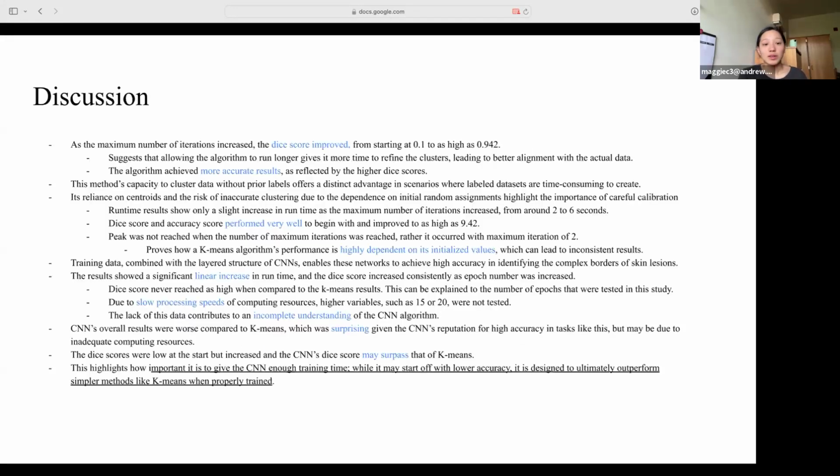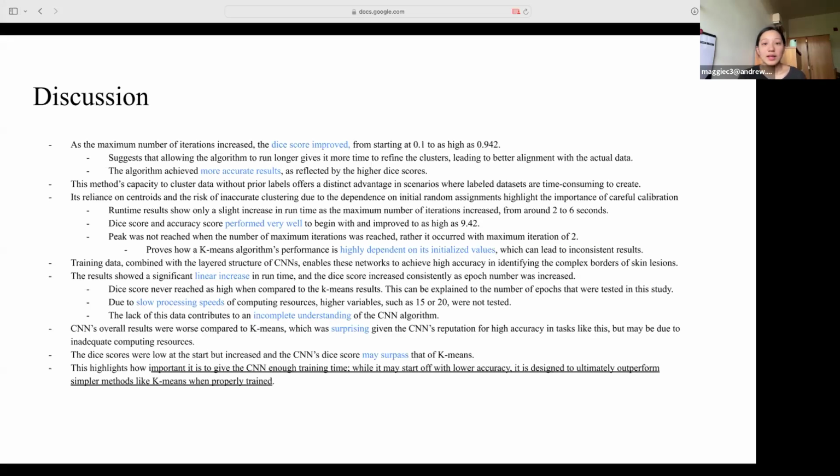As the maximum number of iterations increased, the dice score improved, starting from 0.1 to as high as 0.942. However, in our k-means, we saw dice scores more similar to 0.942. And so this suggests that allowing the algorithm to run longer gives it more time to refine the clusters, leading to better alignment with the actual data. The algorithm achieved more accurate results, which can be reflected by the higher dice scores.